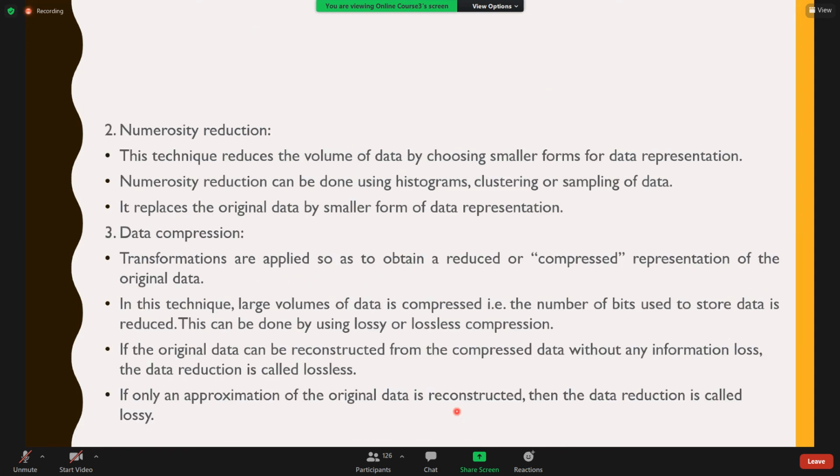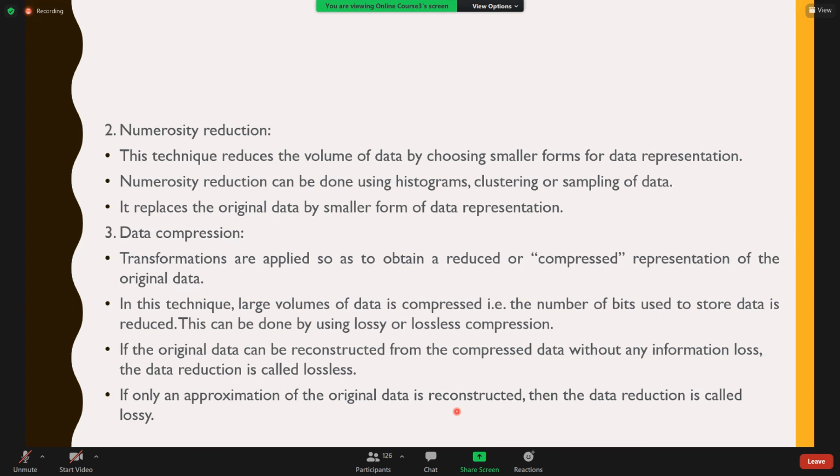Next, one more reduction technique is numerosity reduction. This technique reduces the volume of data by choosing smaller forms of data representation. The data will be represented in some simpler form so that the volume of the data is reduced. We'll see examples, don't worry. Numerosity reduction can be done using histograms, clustering, or data sampling. It replaces the original data with smaller forms.